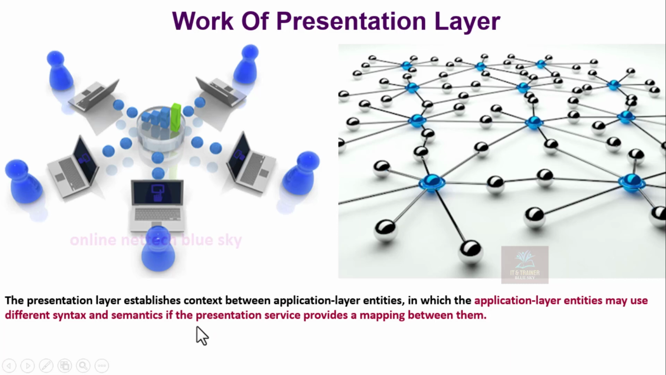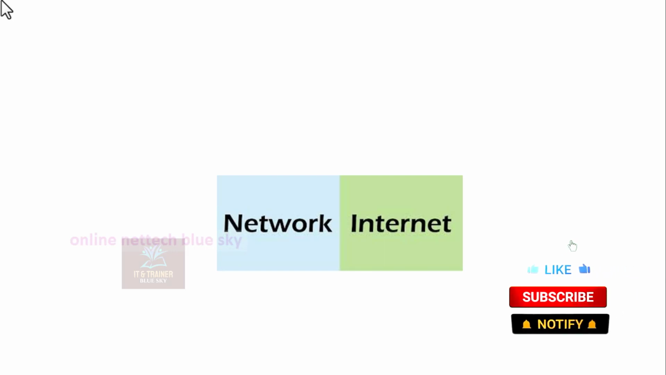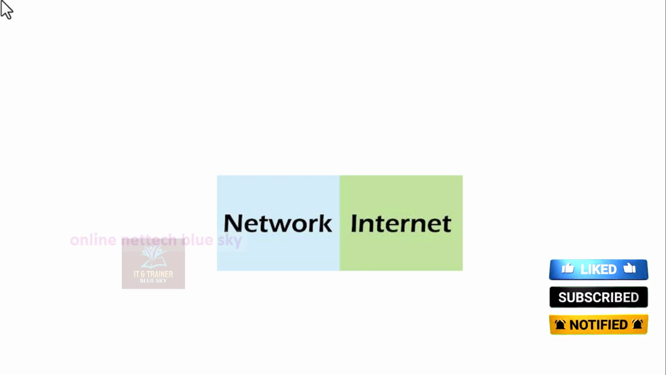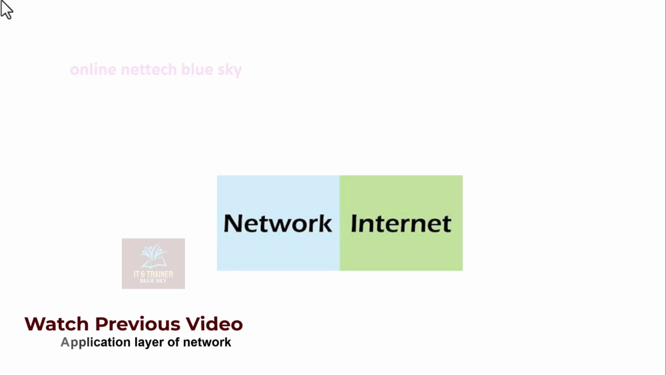So this is why the presentation service provides a mapping between them. That is very important for understanding the presentation layer in more detail. You are using a network, or a network plus the internet. In a network there are lots of devices and computers. So how is it possible for your file, your folder, your websites, your pictures, any of your data, to show the same on another side? That is the presentation layer, which does not change anything from the original form when sending to the other side.